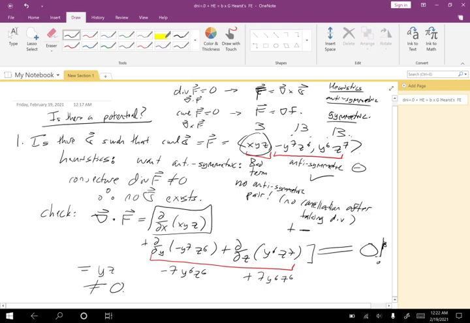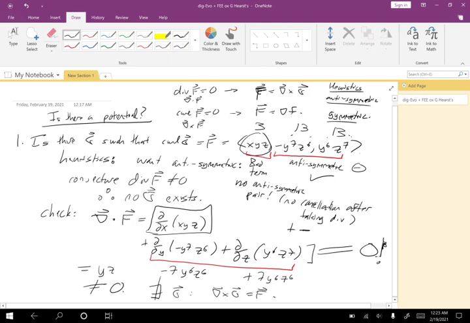Like I said, the antisymmetric terms canceled, but this non-symmetric term you can't get rid of. Therefore, there does not exist a G where the curl is f. F is not a curl. It has a non-curly part.